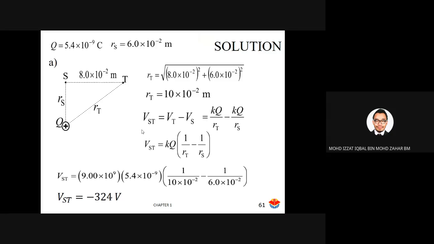Yang part A tu just have to substitute charges for Q tu KQ over R. Here dia pakai T tolak S. Kalau ada negatif, remember if the charge is negative, you just have to substitute Q tu sebagai negatif. Tapi yang ni adalah positif, so tak adalah. Okay, final answer dia dapat negative 324 volt. Obviously this one depends on whether you do VST atau VTS.